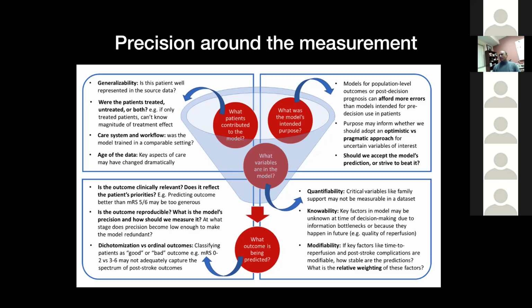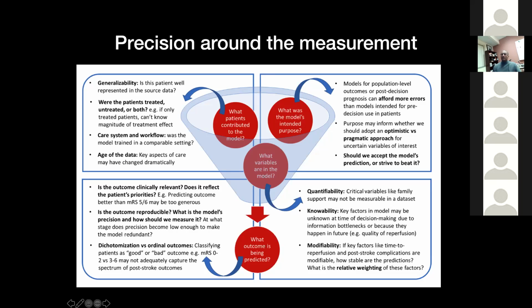Then there is the issue of whether the factors that we are putting into the model are modifiable or not modifiable. Are there certain factors which are even knowable? As an example, family support system is a key factor in the final outcome, but do we know about the family support system acutely when we are taking a decision?